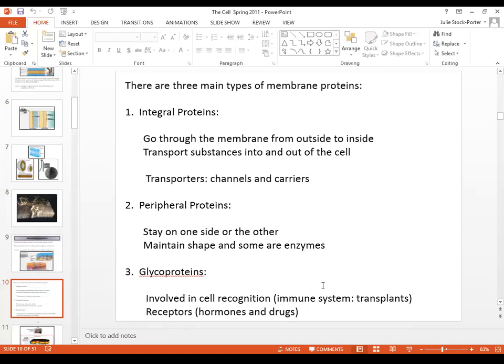The other is receptor proteins. These receptor proteins, whoops, get my drawing tool here.